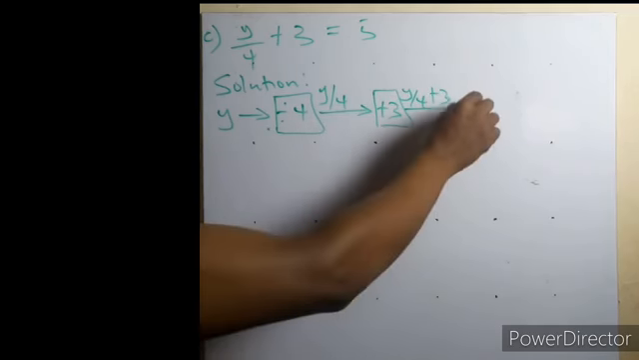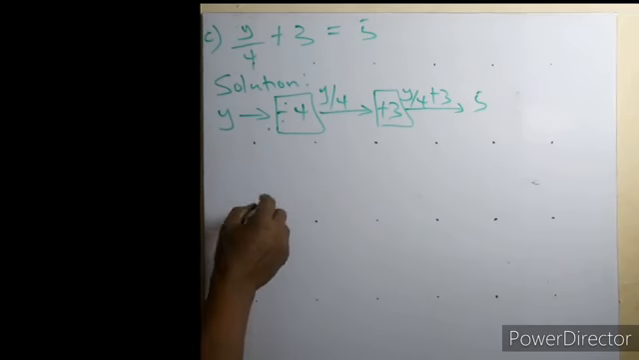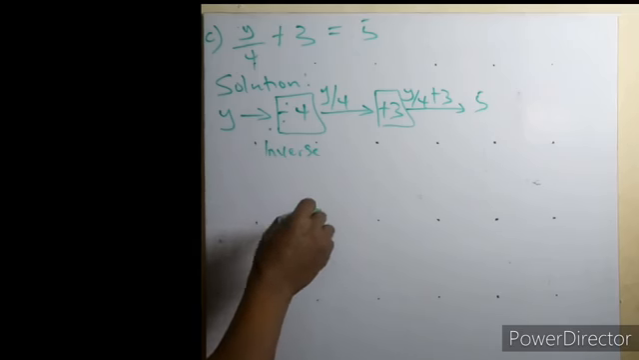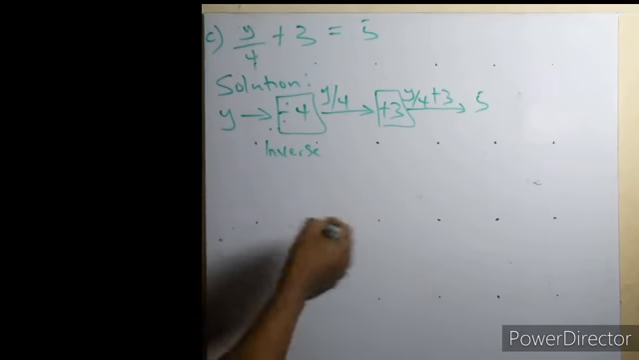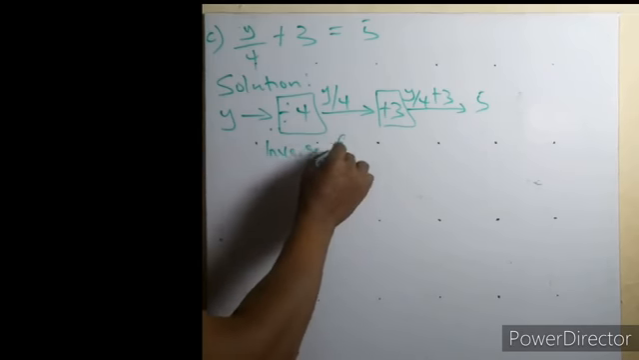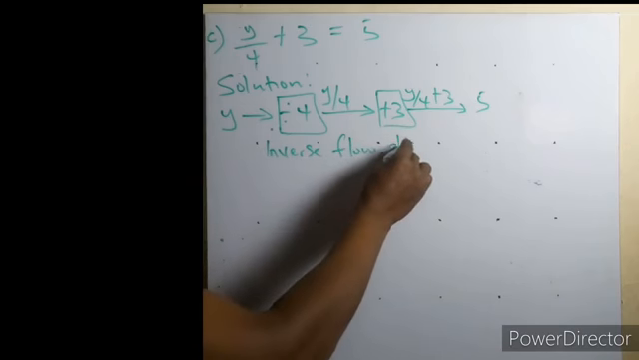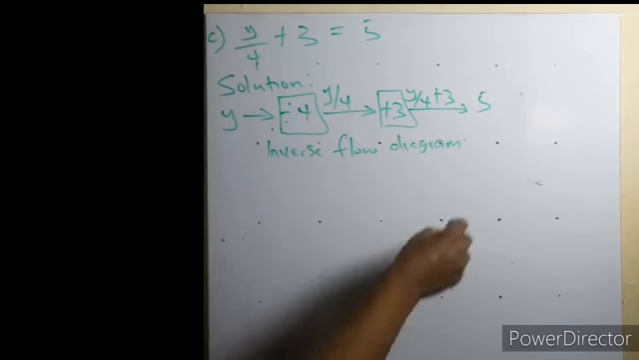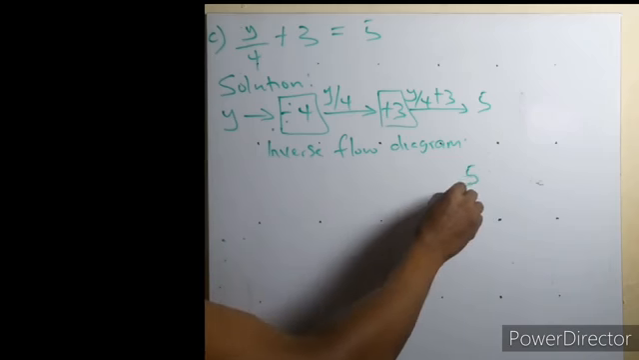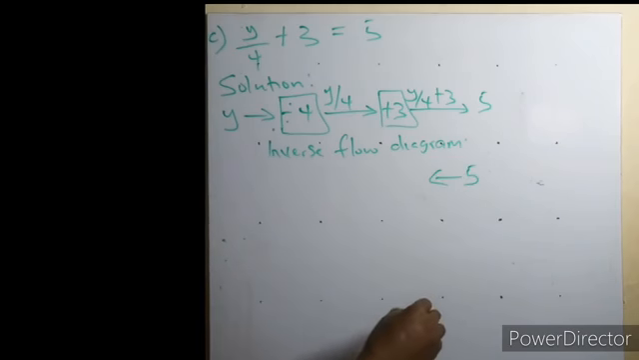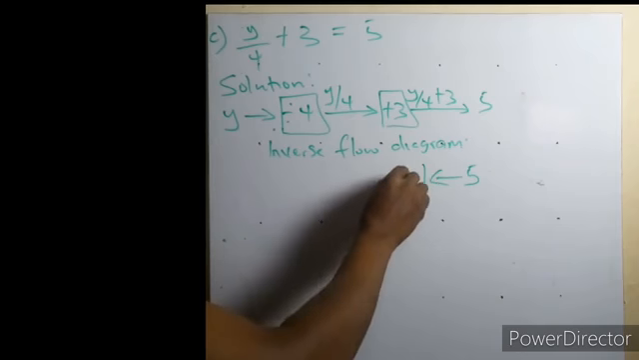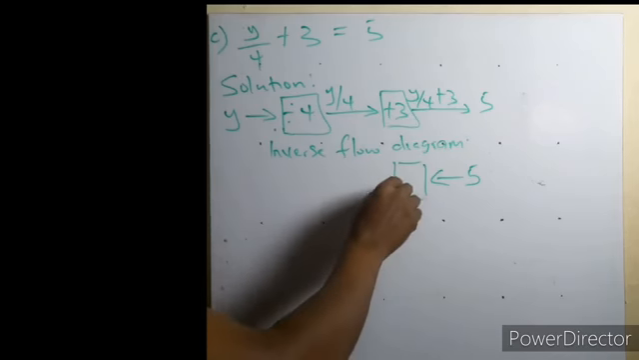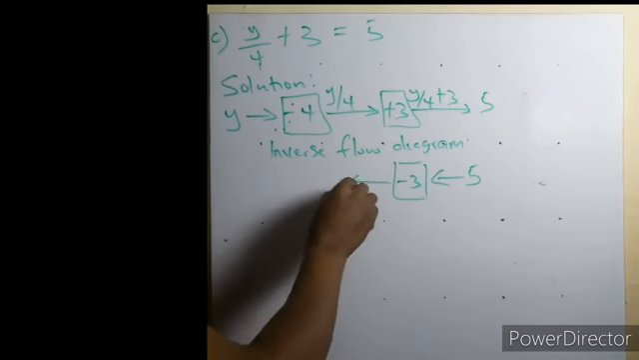What will be the final answer? 5. Then the next thing I'm going to do is to do what? Inverse it. Reverse, or you come back. So the inverse flow diagram. What are you going to start from? Start from our right hand side, 5. Then you put your arrow. What do we do to it? The inverse of plus 3 will be what? Minus 3.